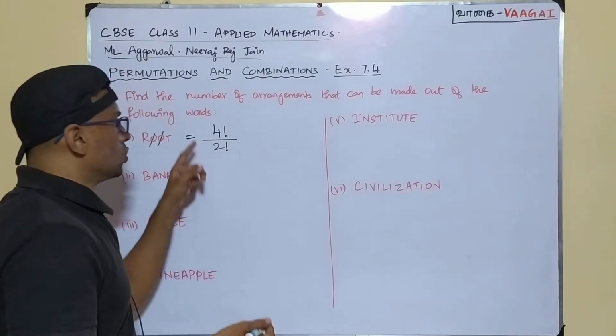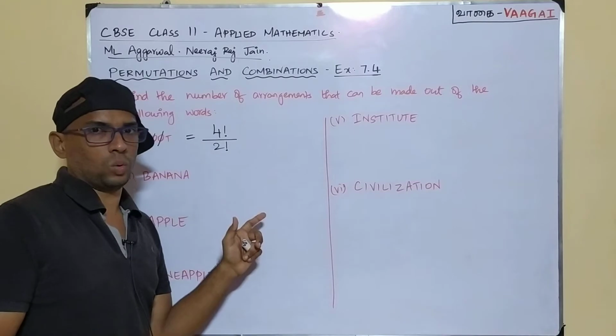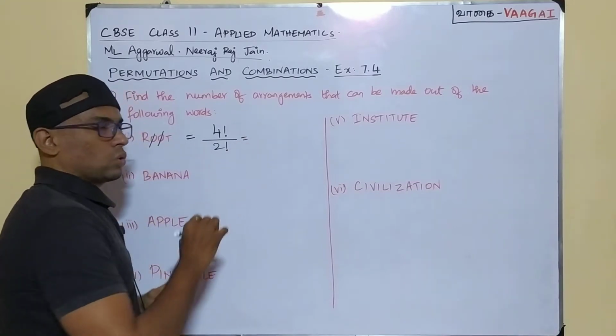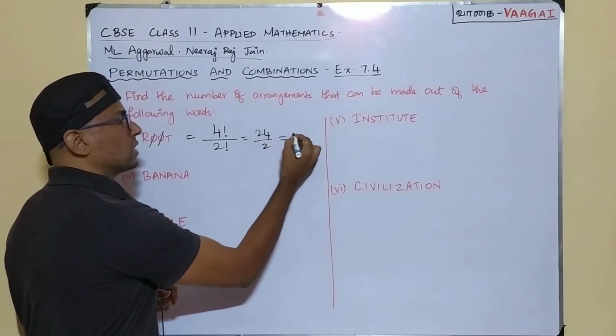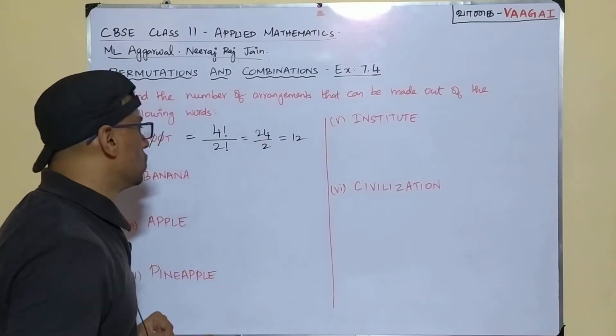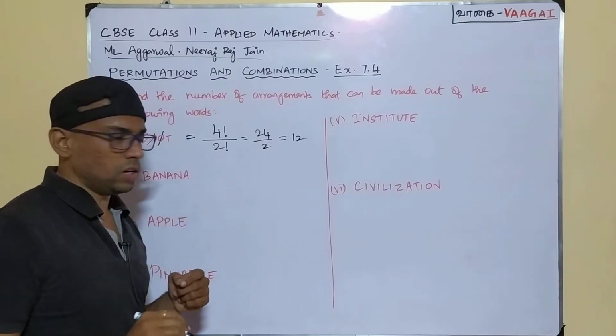That's it. Very simple. So 4 factorial divided by 2 factorial will give you the answer. So our answer is going to be what? This will be actually 24 by 2, and that means the answer is 12. Simple. That's it. Finished. So 12 is going to be the answer for your first subdivision.